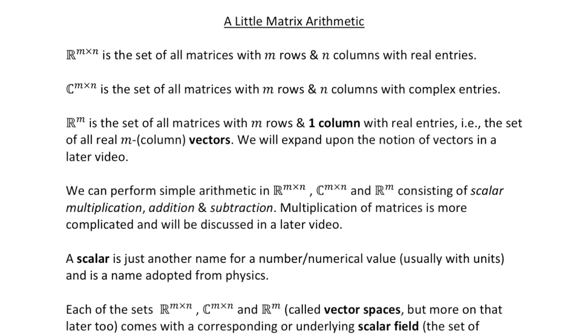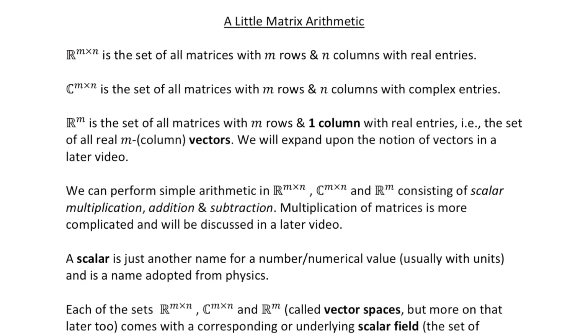Video, I wanted to do a little matrix arithmetic. This is going to be very easy here. First of all, we've got R^(m by n). This is our symbolism for the set of all real matrices with m rows and n columns. When I say a real matrix, I mean the entries are all real. C^(m by n) is the set of all matrices with m rows and n columns with complex entries. Complex numbers being those of the form a plus bi, where i squared is -1.